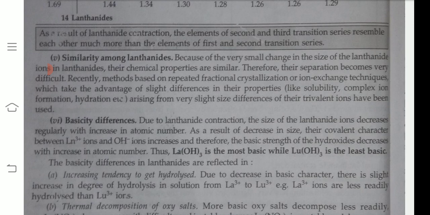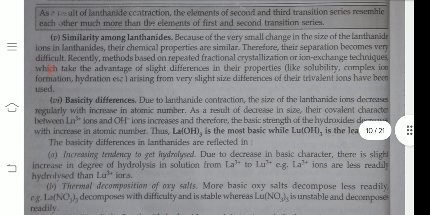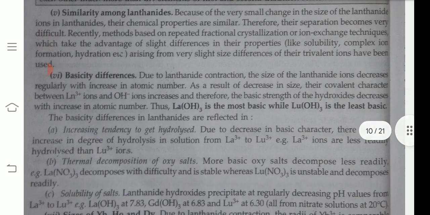Similarly, among lanthanides, because of the very small change in the size of the lanthanide ions, their chemical properties are similar. Therefore, their separation becomes very difficult. Recently, methods based on repeated fractional crystallization or ion exchange techniques, which take advantage of slight differences in their properties arising from very slight size differences of their trivalent ions, have been used.